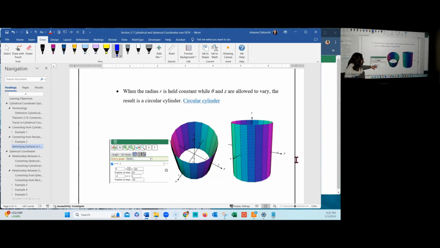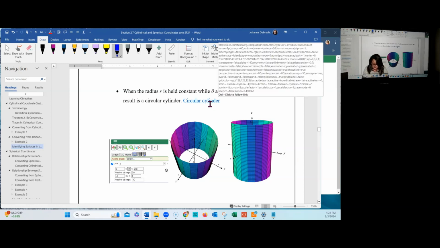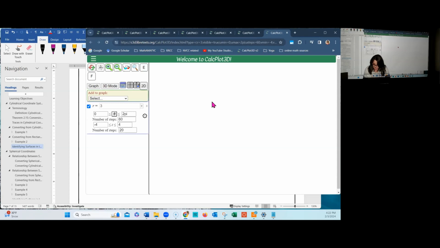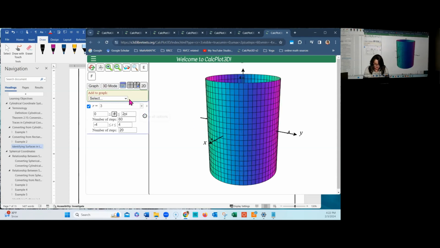Notice that when you do that, it will open up a screen which will ask you what theta goes between and how far up and down along the z-axis you want to plot. And you do want to make sure that you get far enough out that you can see it. So let's take a look at this one coming off to the side. When we're looking at this one, again, it's plotted by clicking select and coming down to r equals a function of theta and z.